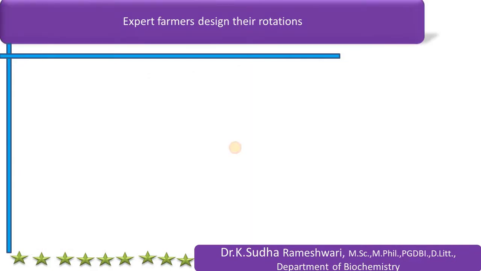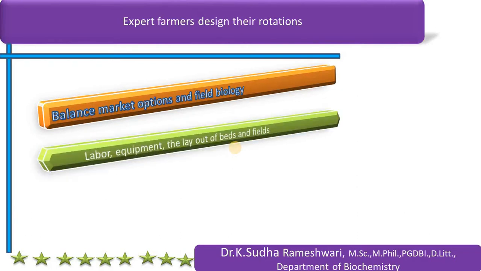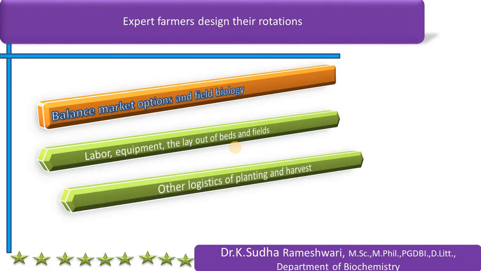Expert farmers balance market options and field biology. Labor, equipment, the layout of beds and fields, along with other logistics of planting and harvest, all influence how rotations are designed and executed.